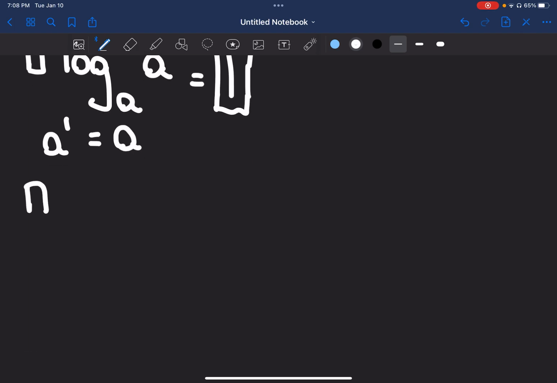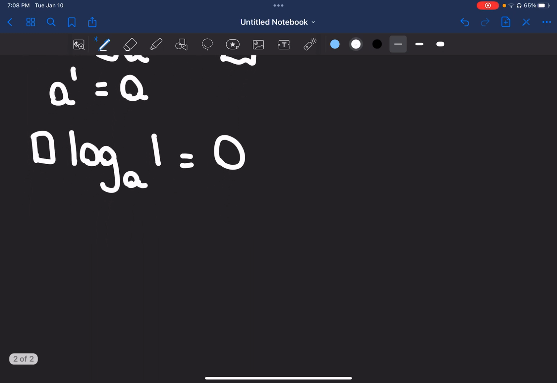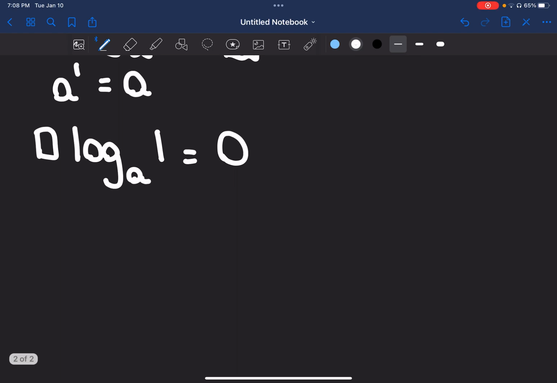The second one is log base a of 1 is equal to 0. Let's convert it again. The base raised to the exponent is equal to the number. So a raised to 0 is equal to what? Well, we know that any number raised to the power of 0 is equal to 1. So it's equal to 1.